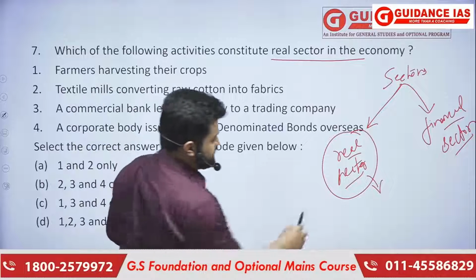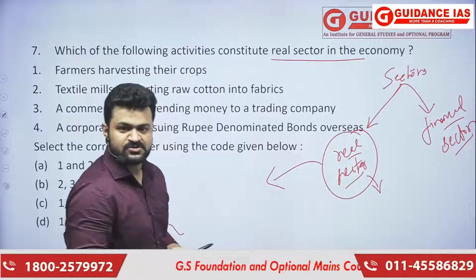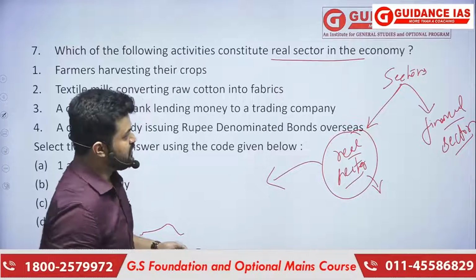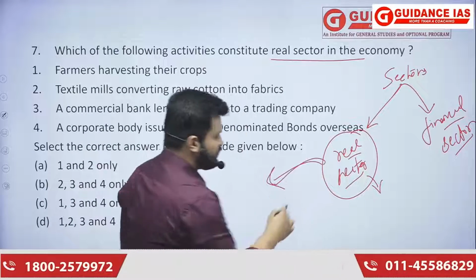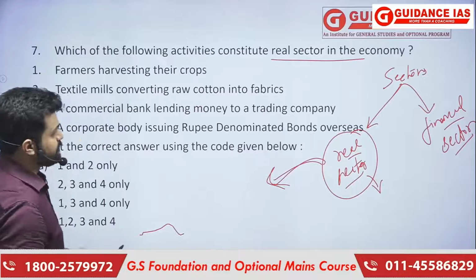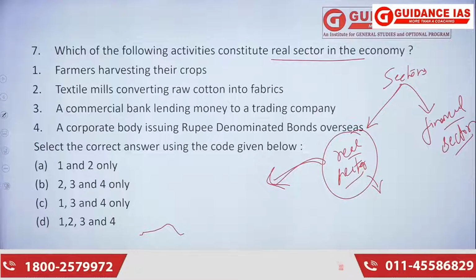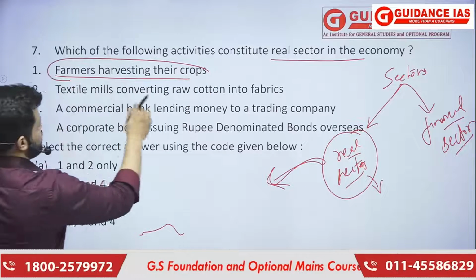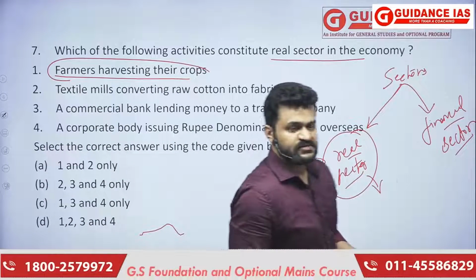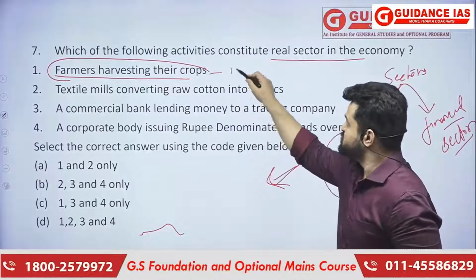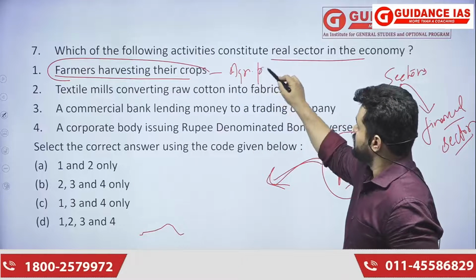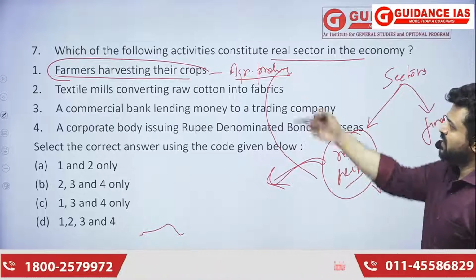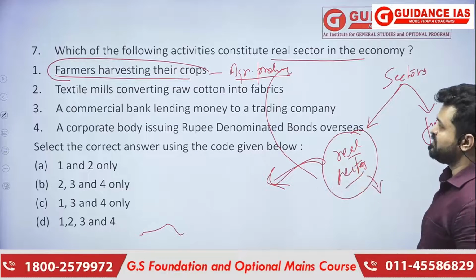And this sector actually accounts for the estimation of national income and GDP. Means when this national income or GDP is calculated, it is actually this sector which becomes part of that accounting. Okay, so coming to these options which are given here: farmers harvesting their crops, that is actually the agricultural produce we are talking about. Okay, definitely part of GDP calculation, and because of that, part of real sector.